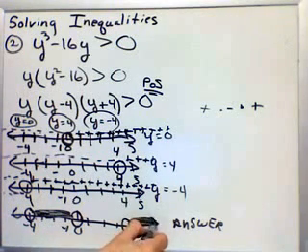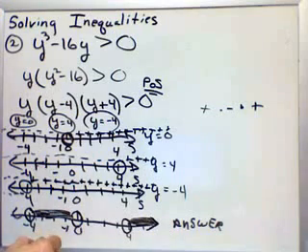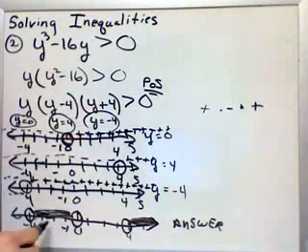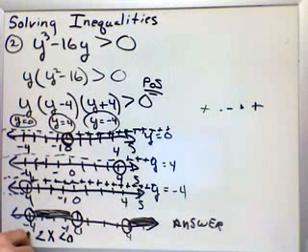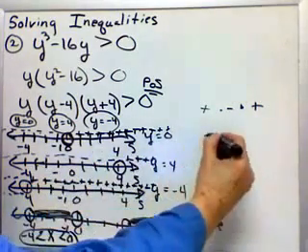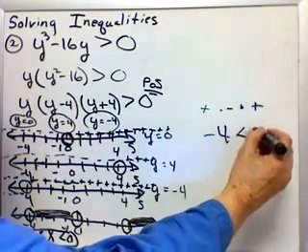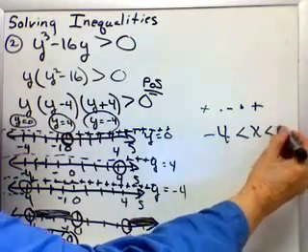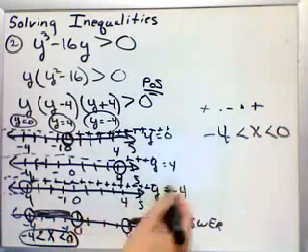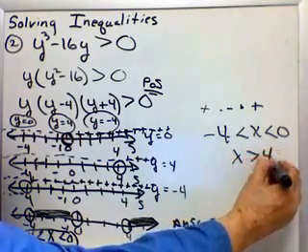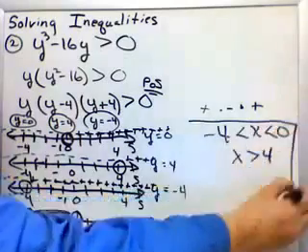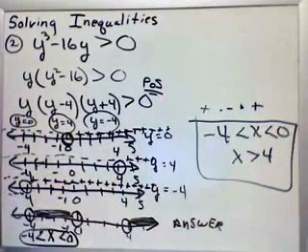Now, I forgot to do this on the other one, but you should write your answer using greater than or less than. So on this one, x is less than 0 or between 0 and greater than negative 4. So that's one answer. All right. Negative 4, less than x, less than 0. And this answer here, x greater than 4. So there's the answer to that inequality problem.